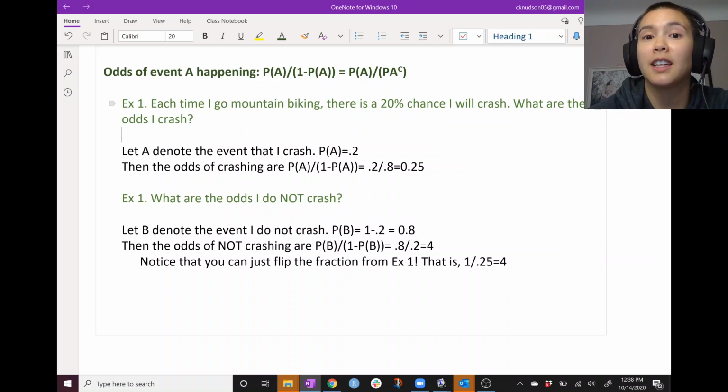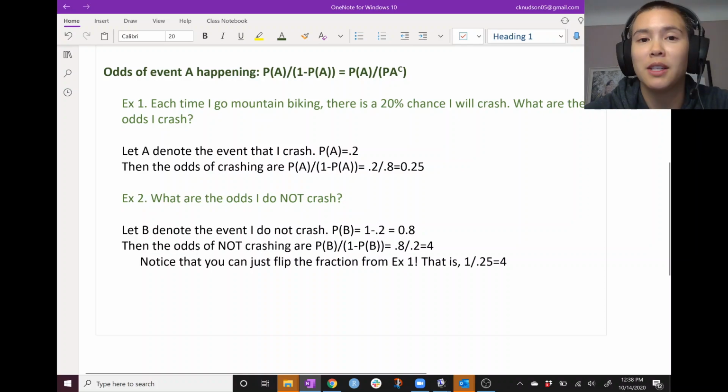What are the odds that I do not crash? So first we'll simply go through using the equation up here, just like we did in example 1, but now we're going to do the odds of me not crashing. So let's have B denote the event that I do not crash. We know from up here, there's a 20% chance I will crash, meaning that there's an 80% chance I will not crash, so the probability of B is 0.8. Then the odds of me not crashing are 0.8 divided by 1 minus 0.8, or in other words, 0.8 divided by 0.2, which is 4.